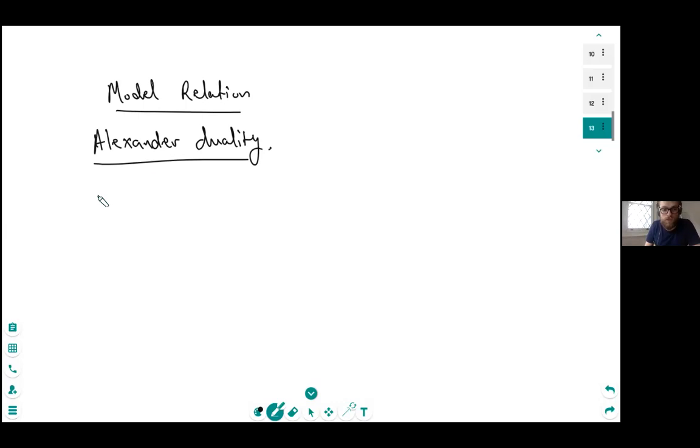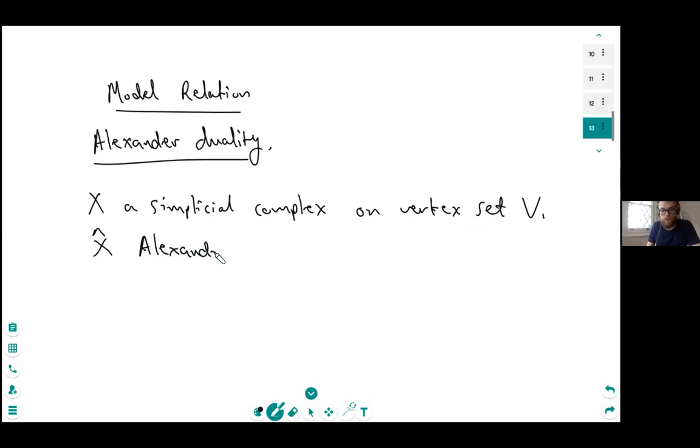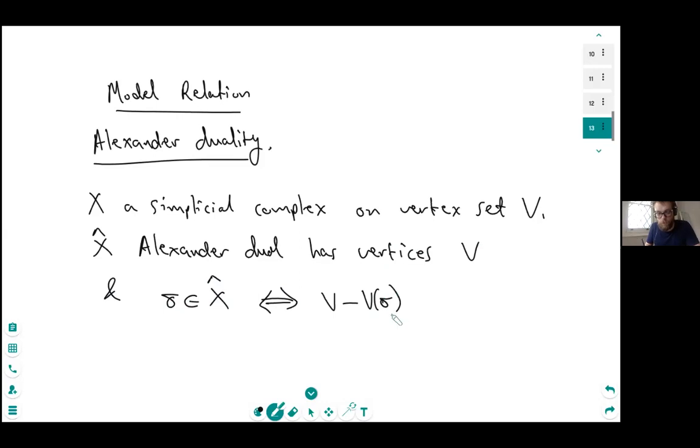What's Alexander duality? So what's the Alexander dual? So given a simplicial complex X on a vertex set V, the Alexander dual or combinatorial Alexander dual is defined, so has vertices the same set, and we have sigma is in X hat if and only if the simplex on the complementary vertices is not included in your original complex.